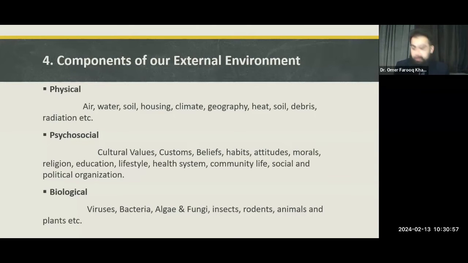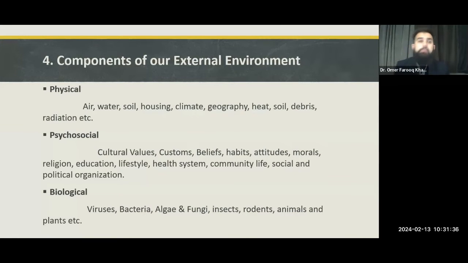Whatever thought process runs in our mind is dictated by our cultural values. It is dictated by customs, beliefs, habits, attitudes, morals, and our religion as well. Then how educated our community is, what kind of lifestyles we have. There are communities which have very healthy lifestyles. People walk for kilometers daily. People are sports loving, people are very energetic, people love to do exercises.